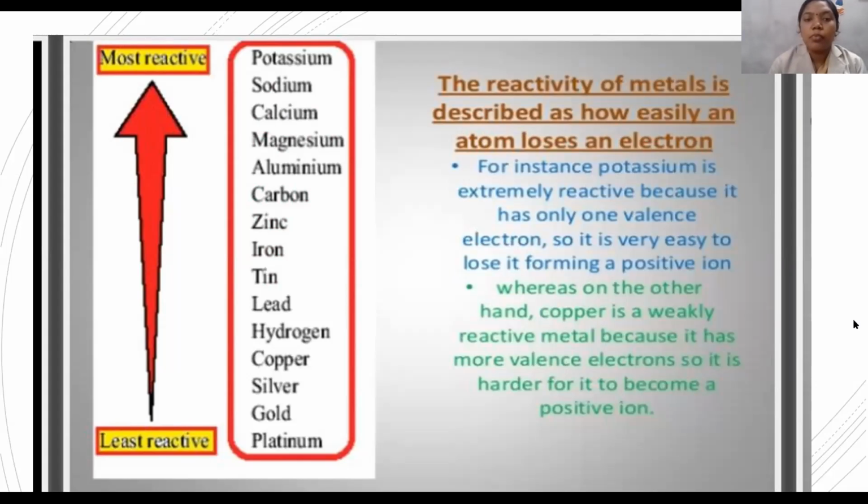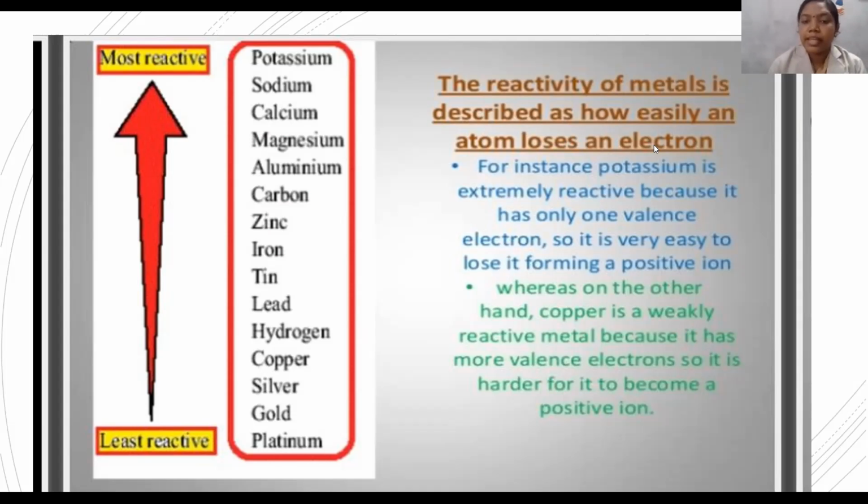That is, more reactive metals are arranged at the top and less reactive metals are arranged at the bottom of the series. So, potassium, sodium, calcium, magnesium, aluminum, carbon, zinc, iron, tin, lead, hydrogen, copper, silver, gold, platinum are the metals. Here, potassium, sodium, calcium, magnesium, aluminum are the most reactive metals and copper, silver, gold, platinum are the less reactive metals.